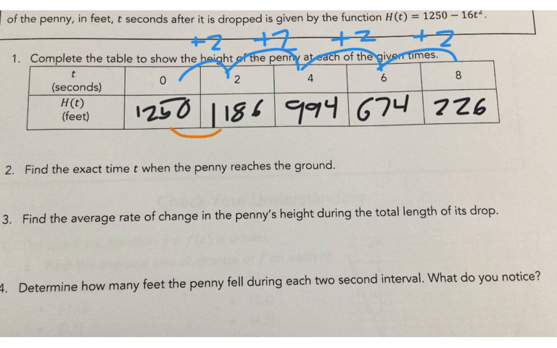Now let's check and see what the intervals are over the range. To go from 1250 to 1186, I would do 1186 minus 1250. I went down by 64. Okay, what about from 1186 to 994? So 994 minus 1186. It's what? Negative 192. 674 minus 994. Negative 320. And then from 226 minus 674. Negative 448.